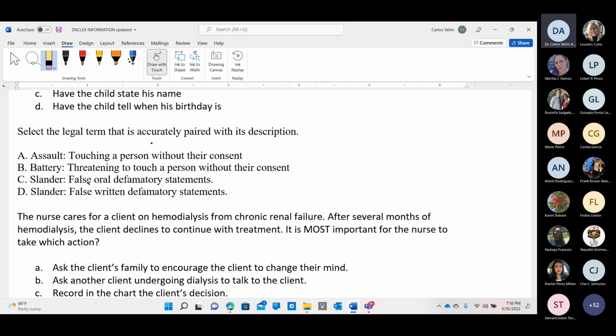Slander: false oral defamatory statements. And libel: false written defamatory statements. So which one is the right definition of slander? False oral. Slander is oral, because the written one is called libel. Again, I had this problem differentiating libel from slander. So when it was written, I thought of a book, of letters. For that reason, written letters, libel, L and L, and oral is more speech, slander, speech. Libel is something that is a letter, written.